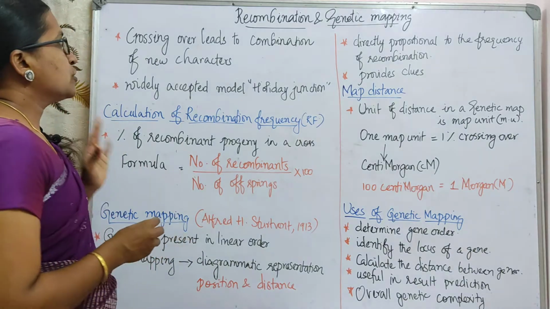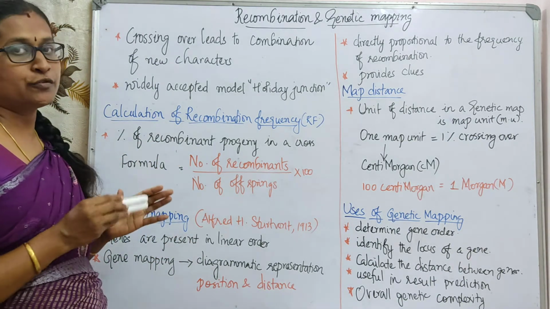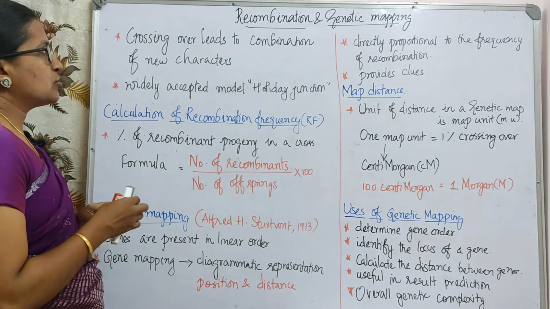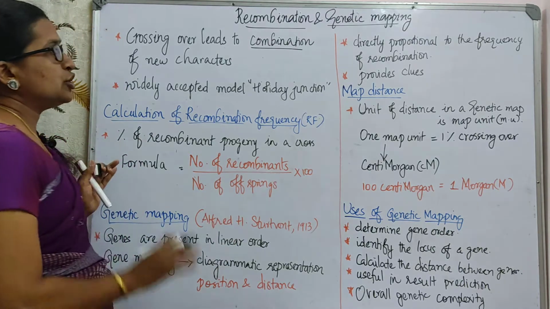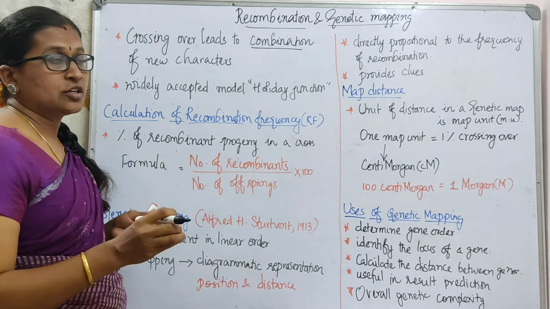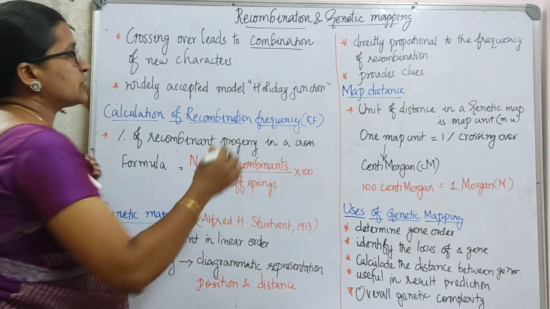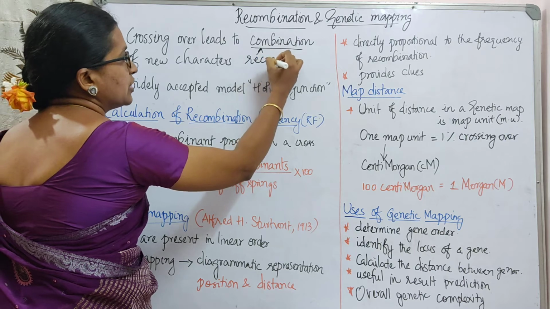So crossing over leads to combination of new characters. Okay, so crossing over, what does it lead to? It leads to combination of new characters, which is called recombinance. So due to these combinations, we call it recombinance.